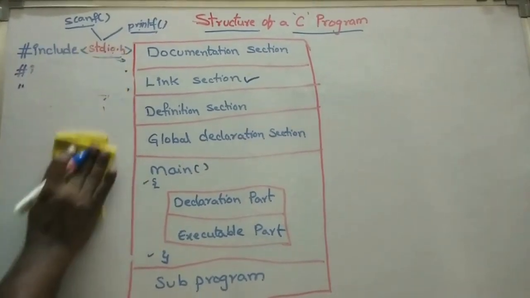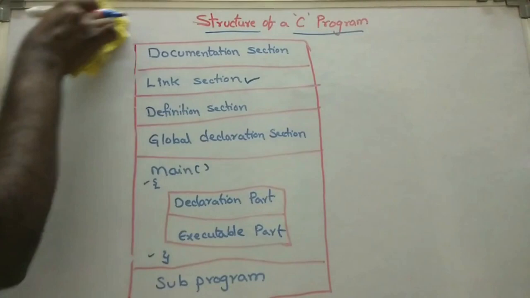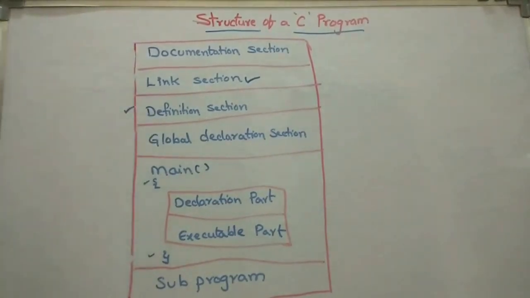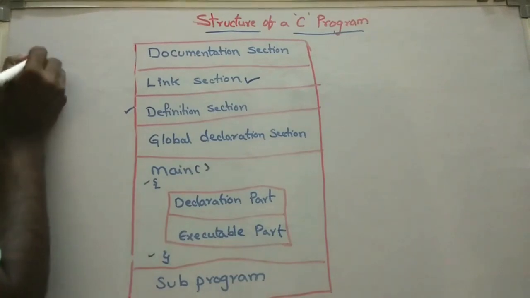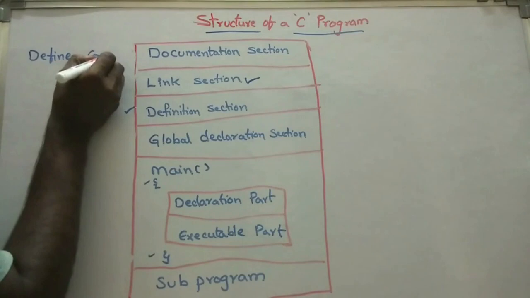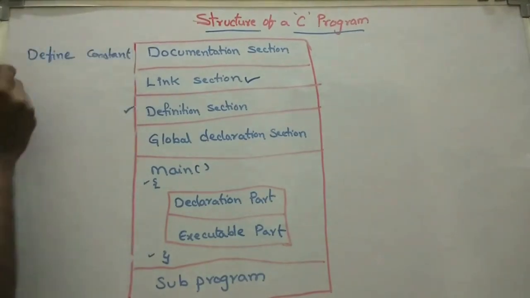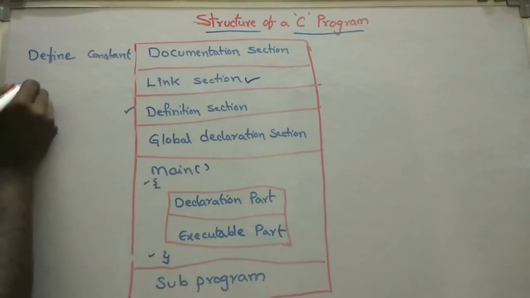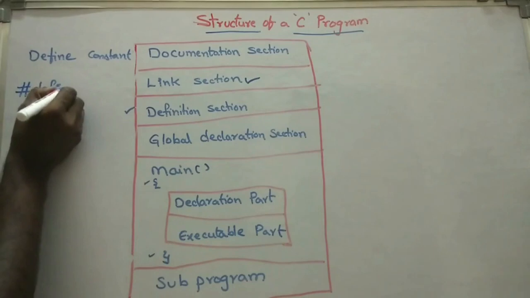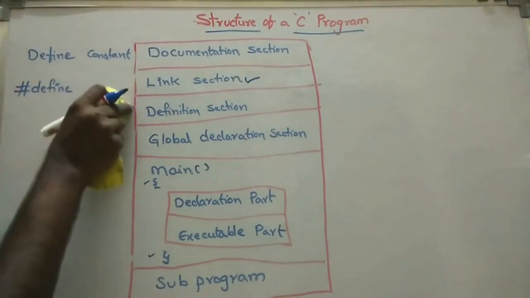And the next one is the definition section. What is the need of the definition section? By using the definition section, we define some constant value. How? By using the macro #define, which is the macro used to define some constant value.